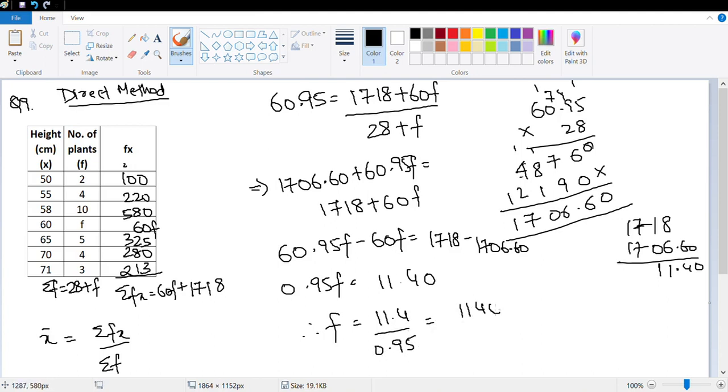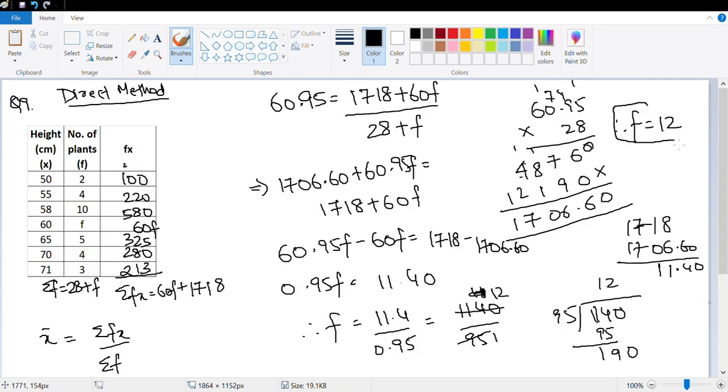That's 1140 upon 95. Let's divide. 95 ones are 95. That 14 minus 5, that's 9. And this is 10 minus 9, that's 9. So this is 2. 95 into 2, that's 190 and 12. Therefore, f is equal to 12. Perfect. So we figured out the missing frequency. Let's move on and let's solve the next question.